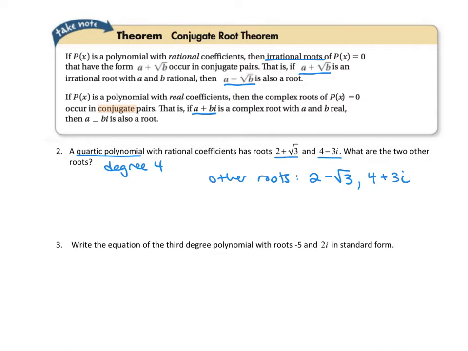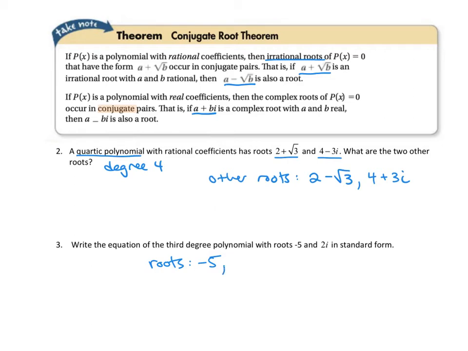Now, the root -5 is not an irrational root or a complex root. So the conjugate root theorem doesn't apply to -5. It's just a single root. So if we're listing the roots of this polynomial, -5 doesn't have a conjugate pair.